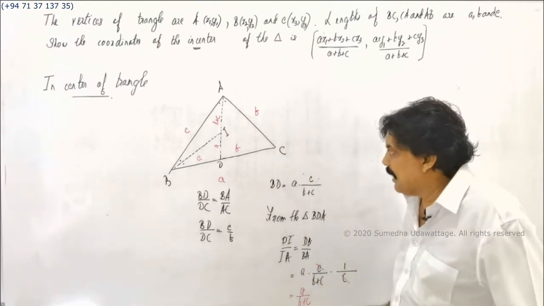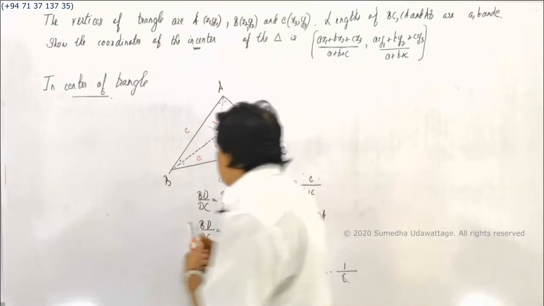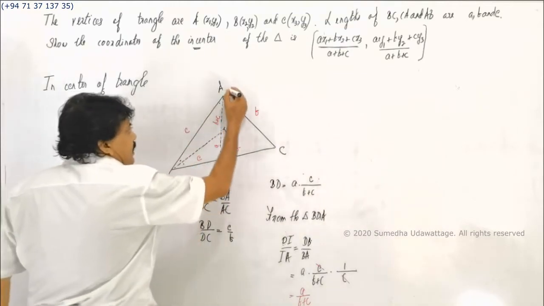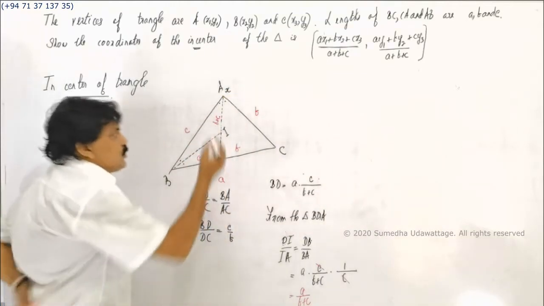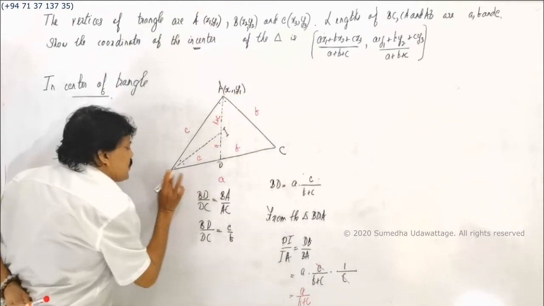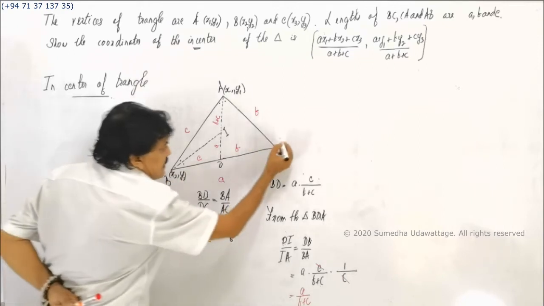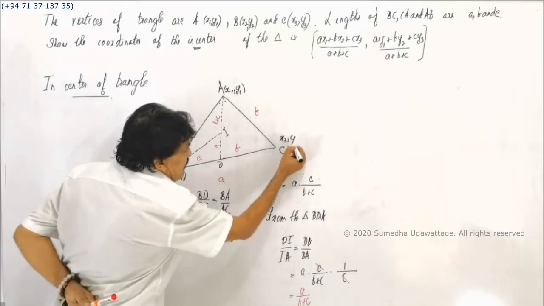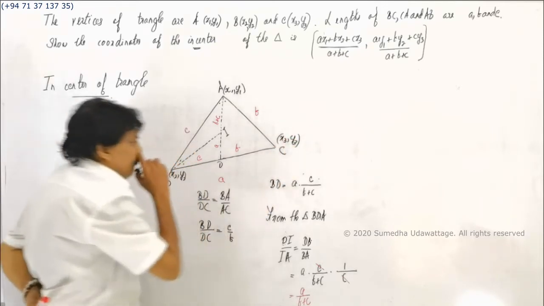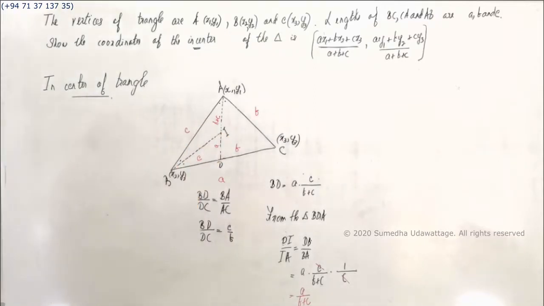This is the O-level geometry part of the question. Then I'll try to introduce the A-level coordinate geometry here. A has to be x1 comma y1. B has to be x2 comma y2. And C has to be x3 comma y3. Now we want to get the coordinates of this point I. How to get the coordinates of the point I?